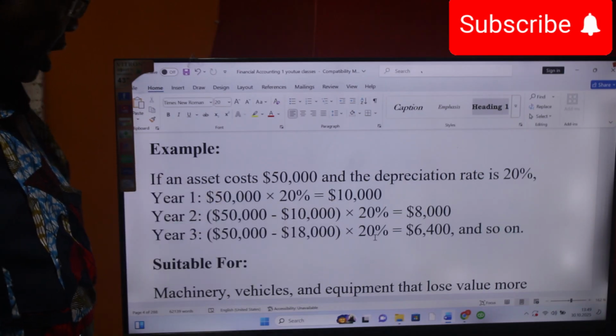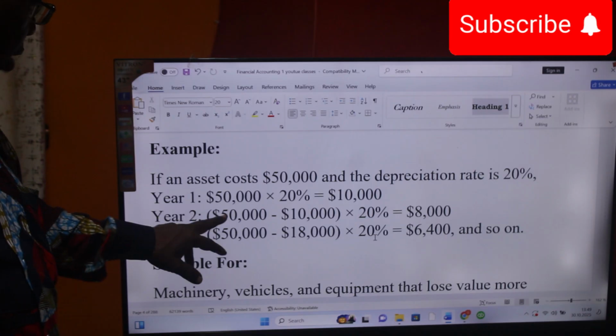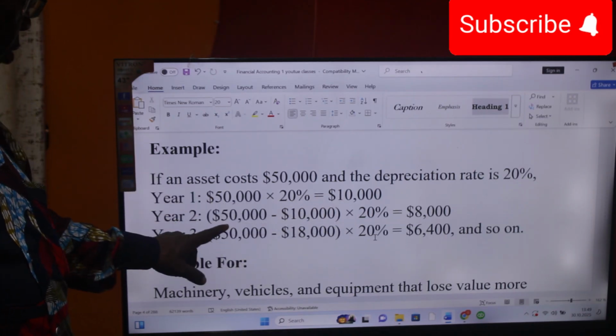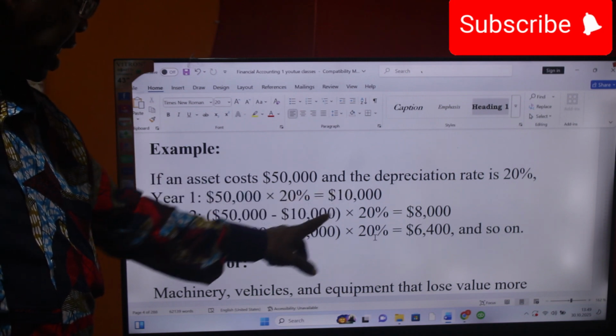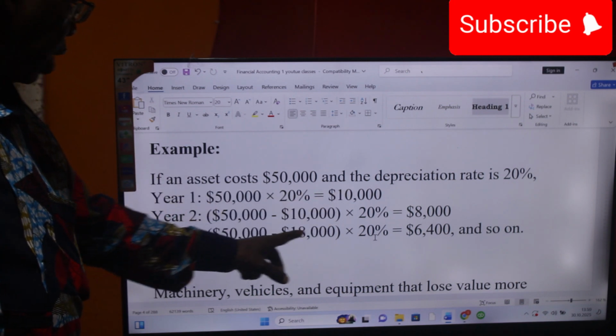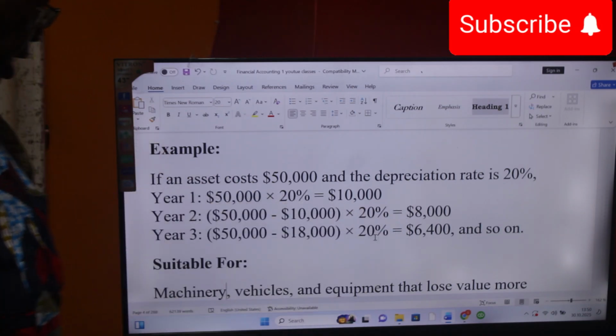You get 10,000. But year two, you get 50,000 minus depreciation for the first year, 10,000. So at the beginning of year two, the net book value is 40,000. 40,000 times 20%, you get 8,000.